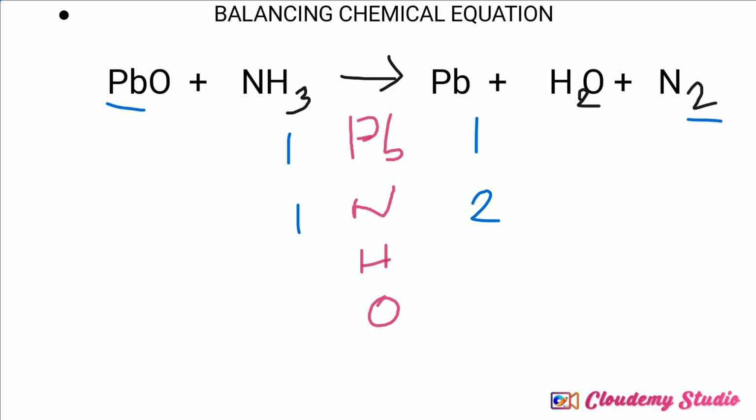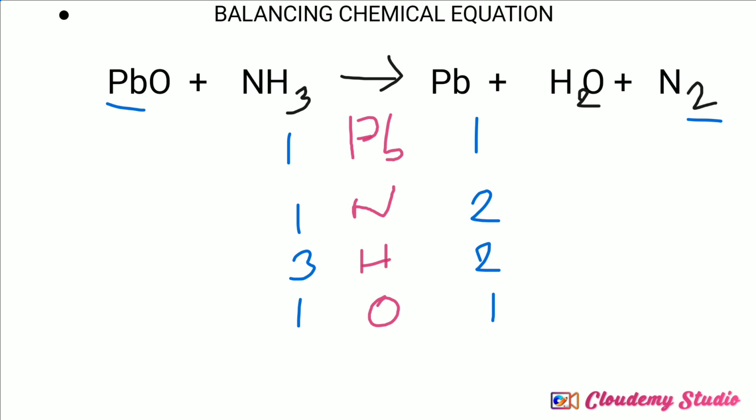Hydrogen at the left hand side, 3, because in NH3 subscript 3 is there. Therefore, 3 hydrogen atoms. Hydrogen at the product side, that is the right hand side, how many times? 2 times. In water, hydrogen is 2 times. Oxygen at the left hand side, 1 time. Oxygen at the right hand side also is only 1 time. Friends, now we have listed the atoms.